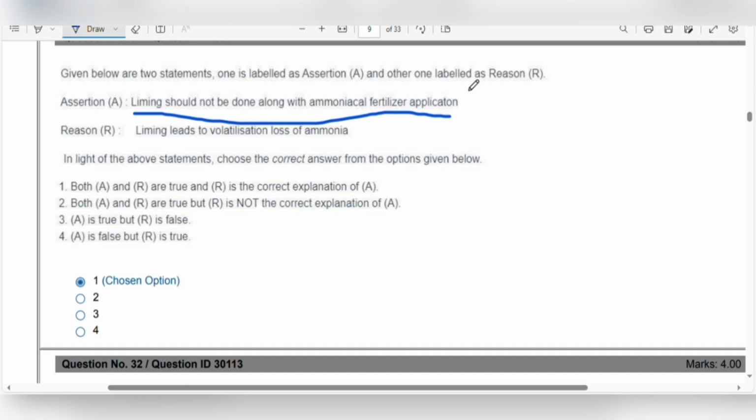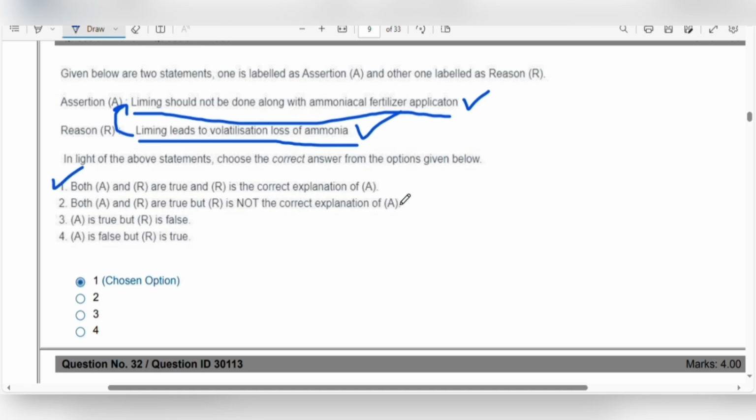So liming should not be done along with ammoniacal fertilizer application. This is a true statement. Why? They have given the reason: liming leads to volatilization loss of ammonia. True, this is also correct, and this is the correct reason for the assertion. So here the answer will be option 1: both A and R are true, and R is the correct explanation of A.